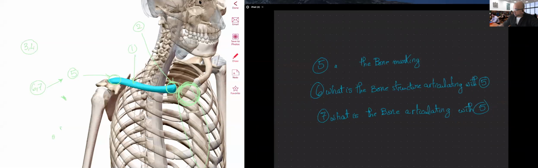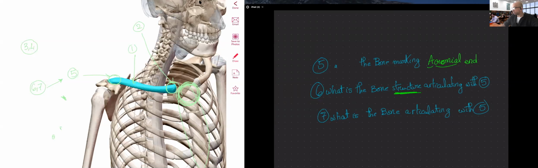Number 5, what is this bone marking? Acromial end. And what is the bone structure articulating with 5? Acromial end. No, that's okay, it's a good way to remember it, but it's acromial, close enough.